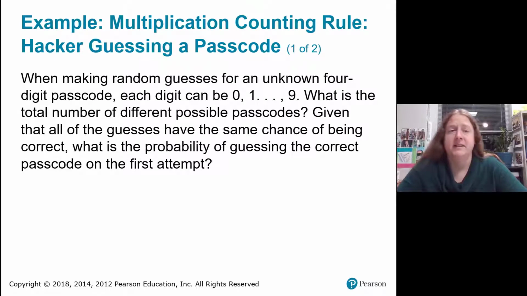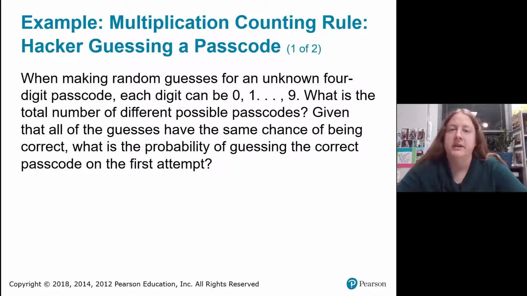So let's take a look at an example of this. Say you have a password that's 4 digits long, and any digit can be any of the digits 0 through 9. So all 4 digits have the options of 0 through 9. If you were trying to guess the passcode, or there was a hacker trying to guess your passcode, then what's the probability of guessing the correct passcode on the first attempt? So to know this, we know that there's one correct passcode, so we have the numerator of our probability taken care of. However, we need to know how many total possible passwords there are.